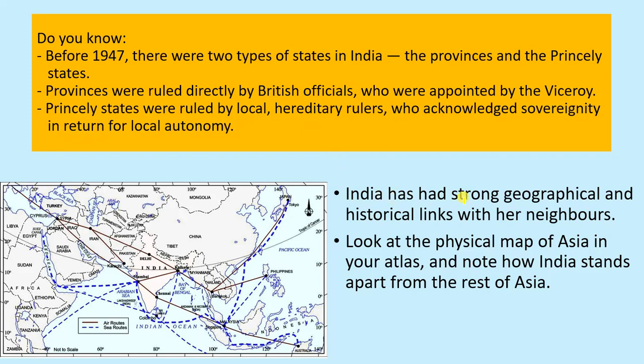India has a strategic geographical location and historical link with her neighbors. So here in the map you can see how India has good links with the different countries of the world through these sea routes. And what is the importance of the location of India here? According to the map only you can get clear.